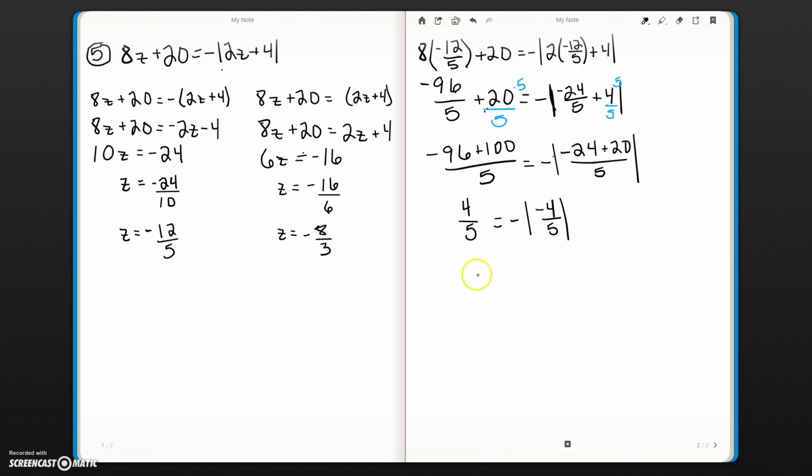Okay. Now here's the catch. We have to take the absolute value now. So this isn't negative times a negative, which a lot of you made the mistake of. This is the absolute value of negative 4/5, which is just 4/5. And then it's got a negative on there. So because it's got the negative there, this is false. These are not equal, and therefore this solution doesn't work.